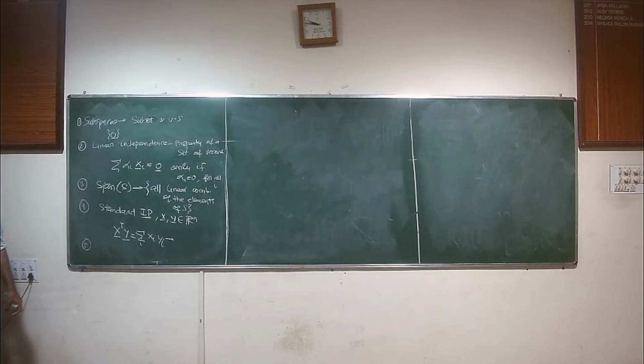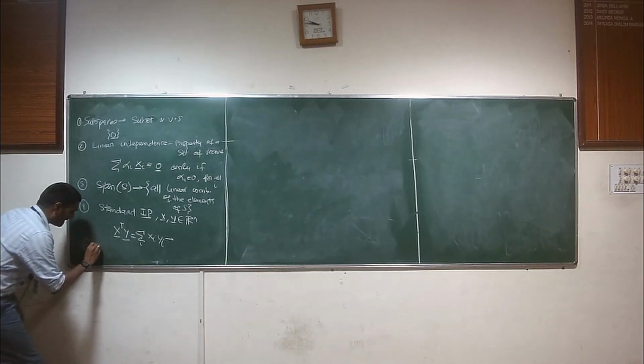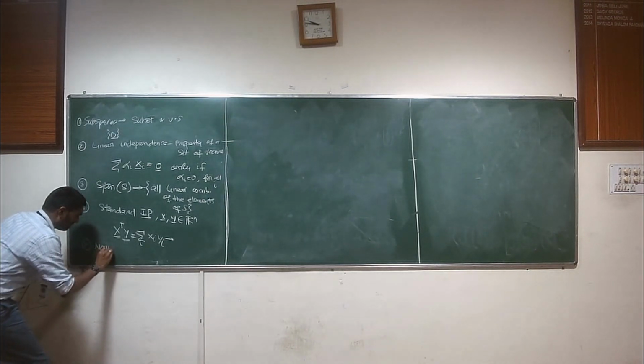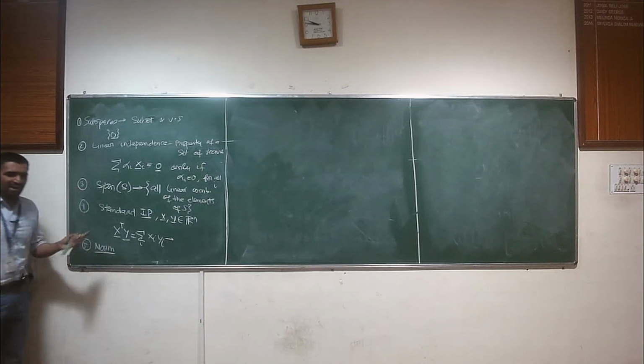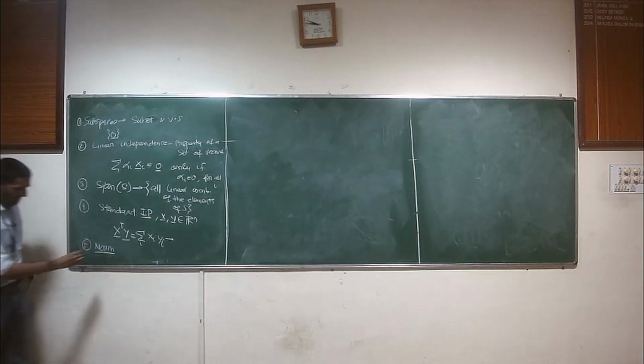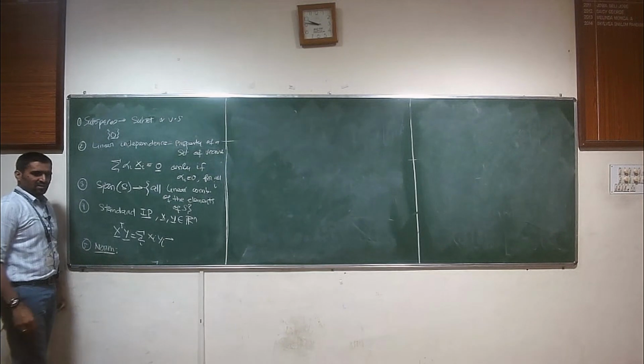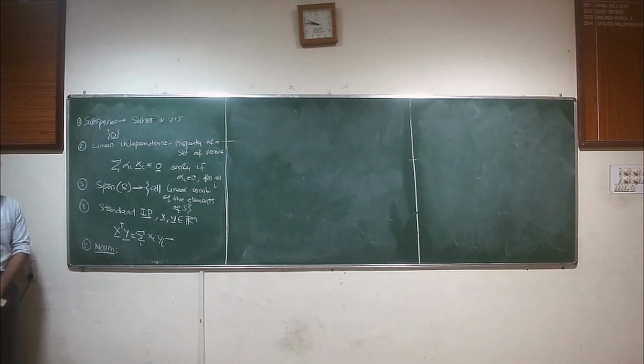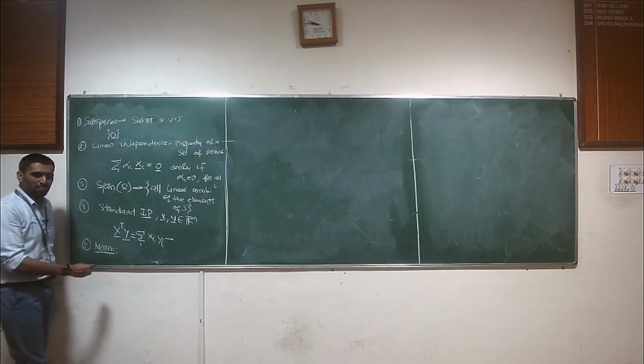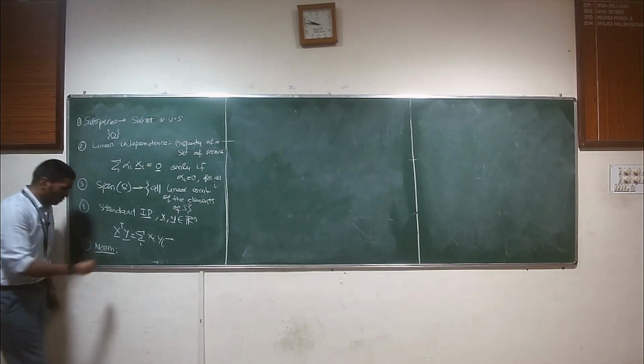what did we talk about? Norm. What is the idea of a norm? Size or magnitude or the length of the vector. Okay. And we looked at different types of norms. What is the most common norm? The two norm.